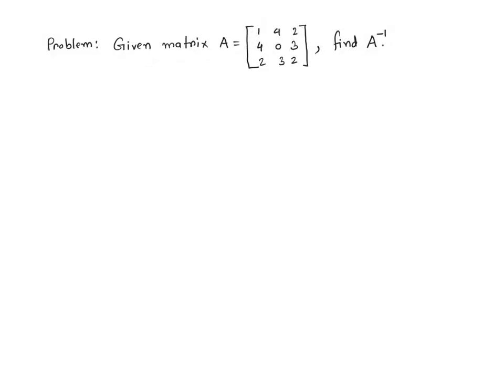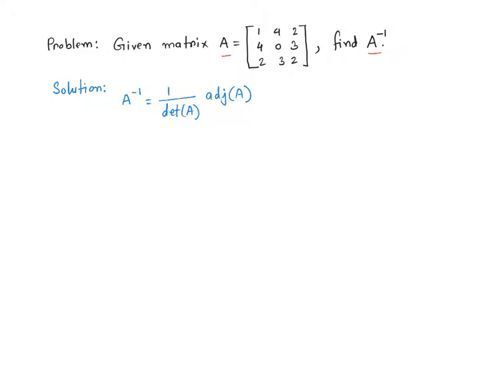In this video, I am going to find the inverse of a matrix. We are given a matrix A, and we need to find the inverse matrix. Finding the inverse of a matrix follows a standard process. So let's say we are trying to find A inverse. A inverse is given as 1 over determinant of A times adjoint of A.